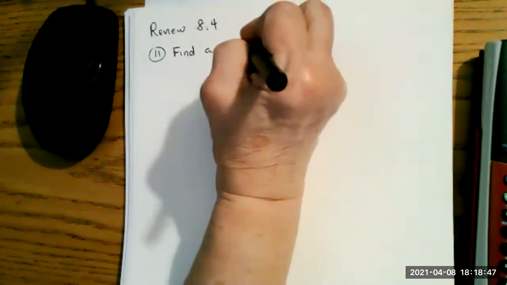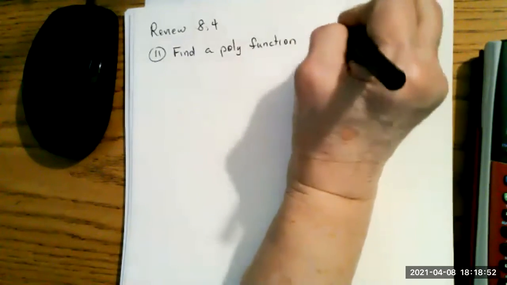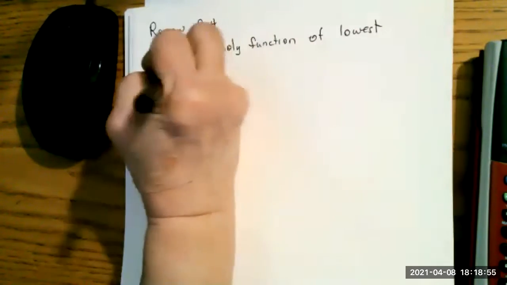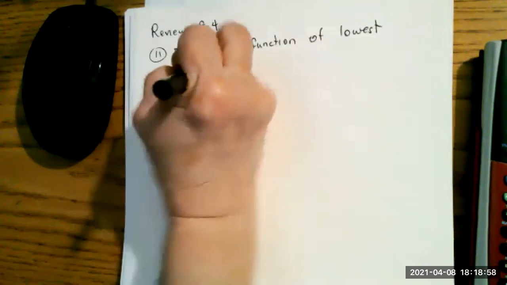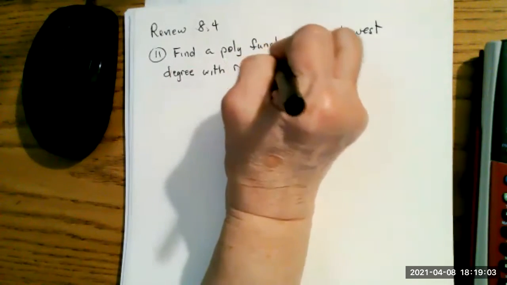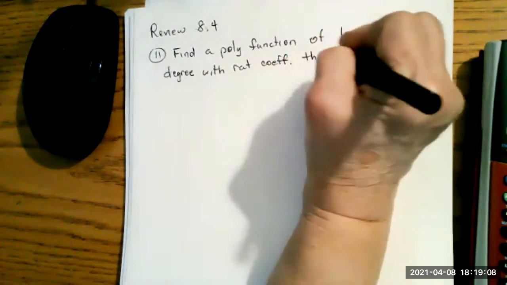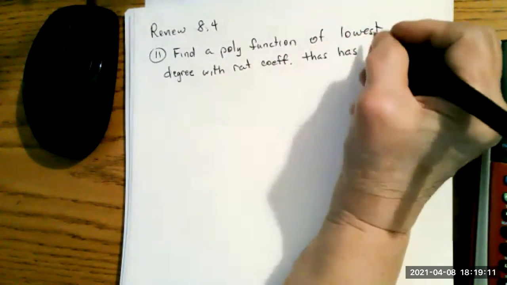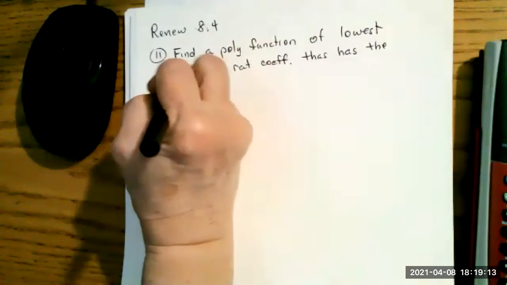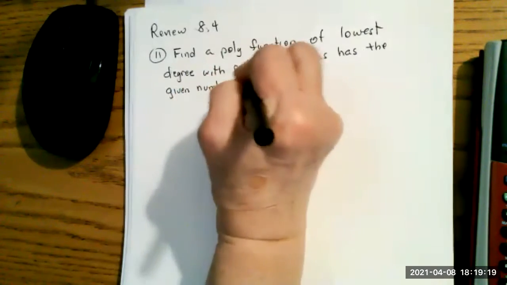Okay, number 11 is find a polynomial function of lowest degree with rational coefficients. Now, I told you the other day, those are just words that the author has to put in here to make the theorem true. That has the given numbers as some of its zeros.